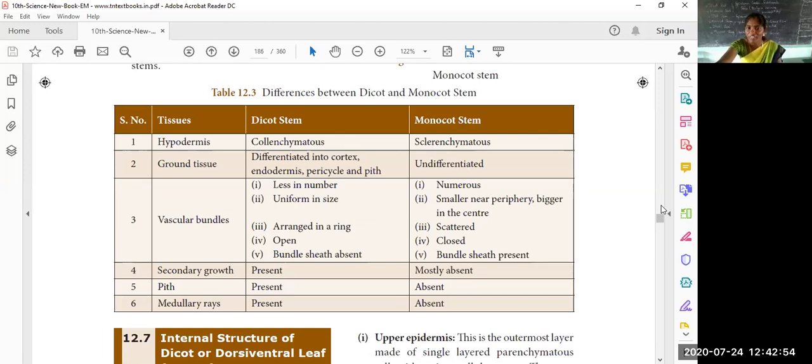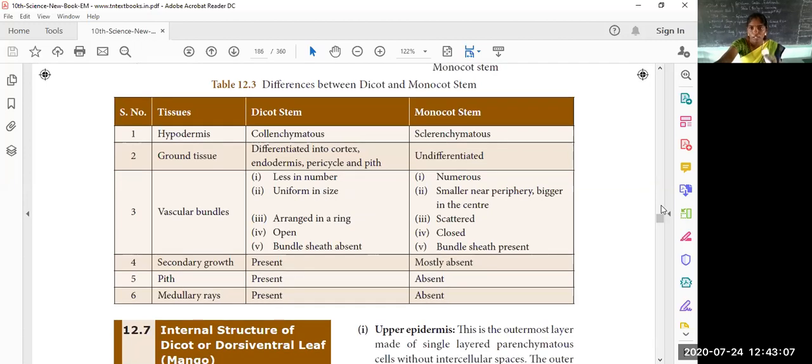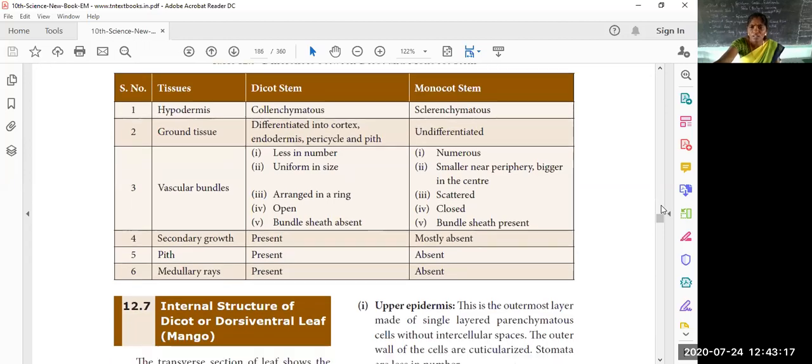In monocot stem, vascular bundles are numerous. They are smaller near the periphery, which means the outer side, and bigger in the center. In the center portion the vascular bundles are big in size, and in the outer region they are smaller. They are scattered, not spread throughout the cells. They are closed, and bundle shape is present.